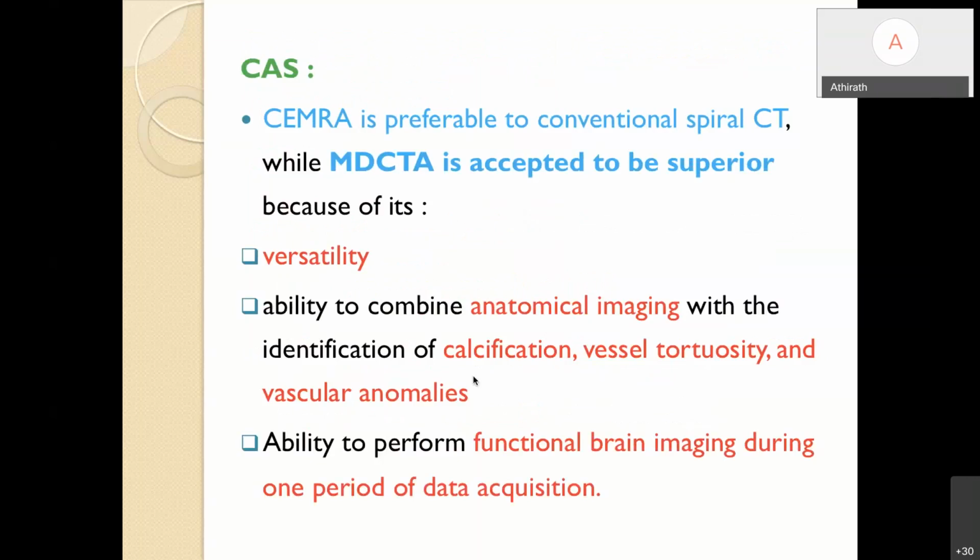In carotid artery stenting, contrast enhanced magnetic resonance angiography is preferable to conventional spiral CT, but CT is accepted to be superior because of its versatility. As I've told you, it gives better anatomical imaging. It also helps us in knowing about calcification, vessel tortuosity, and the ability to perform functional brain imaging during one period of data acquisition.